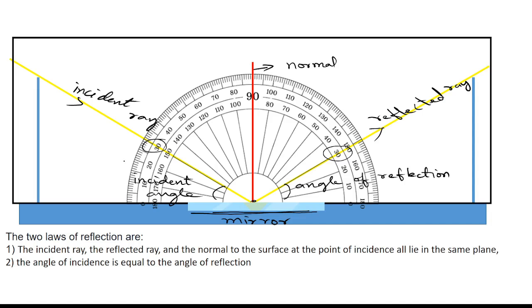What if I strike the light through this 20? What can be the expected reflected angle? That will be 20. So now next, the first law is: the incident ray, the reflected ray, and the normal, these three things at the point of incidence all lie on the same plane, and the angle of incidence will always be equal to the angle of reflection.